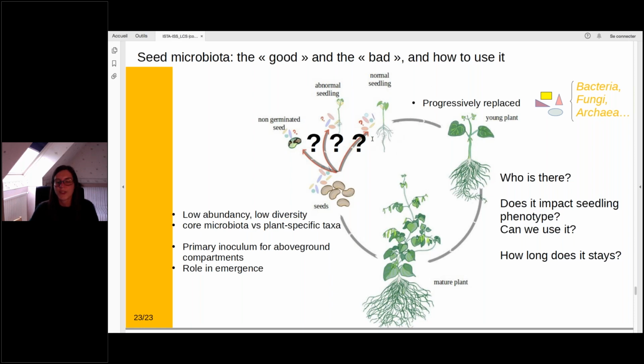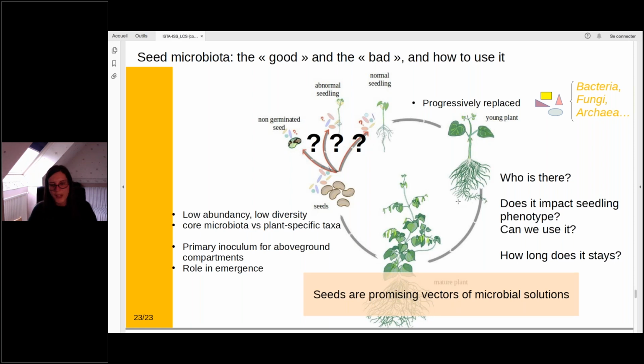It is also progressively replaced during the plant life cycle. So seeds are a promising vector of microbial solutions, either for enhancing the seedling phenotype or to protect them against phytopathogens.